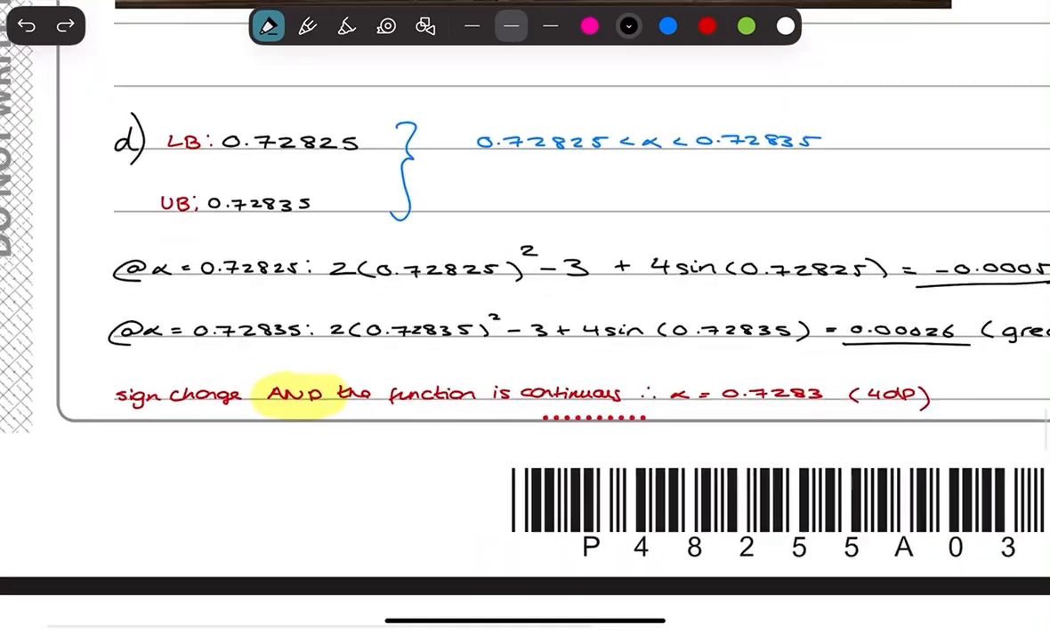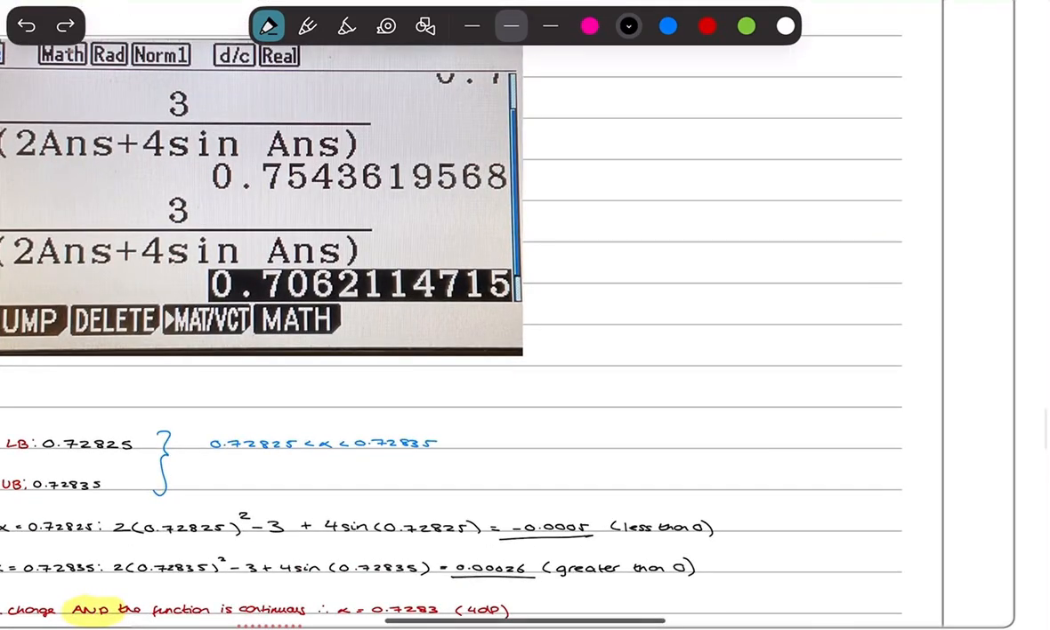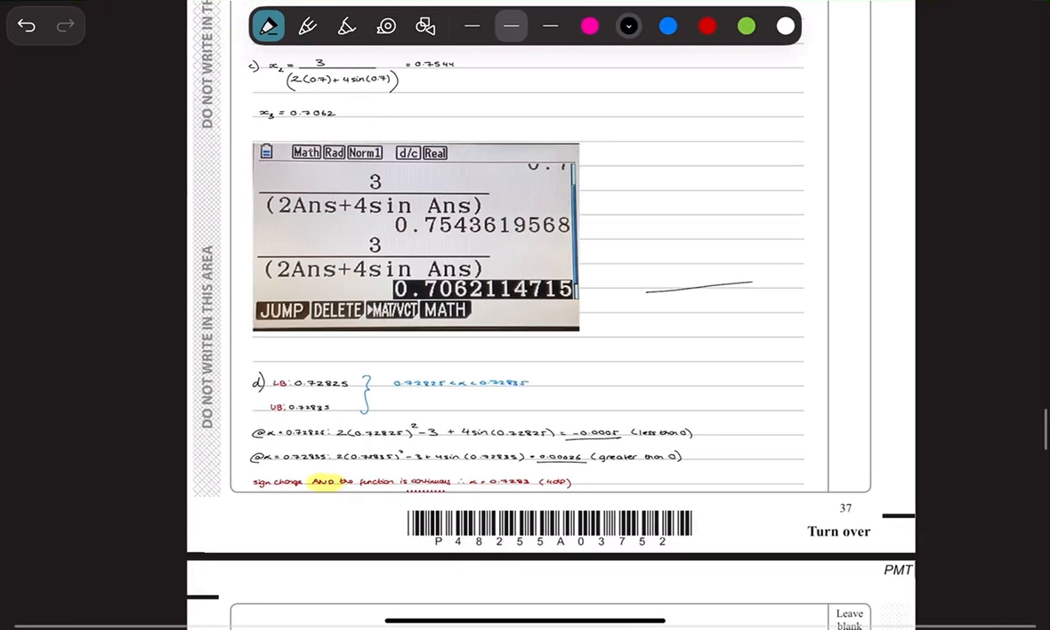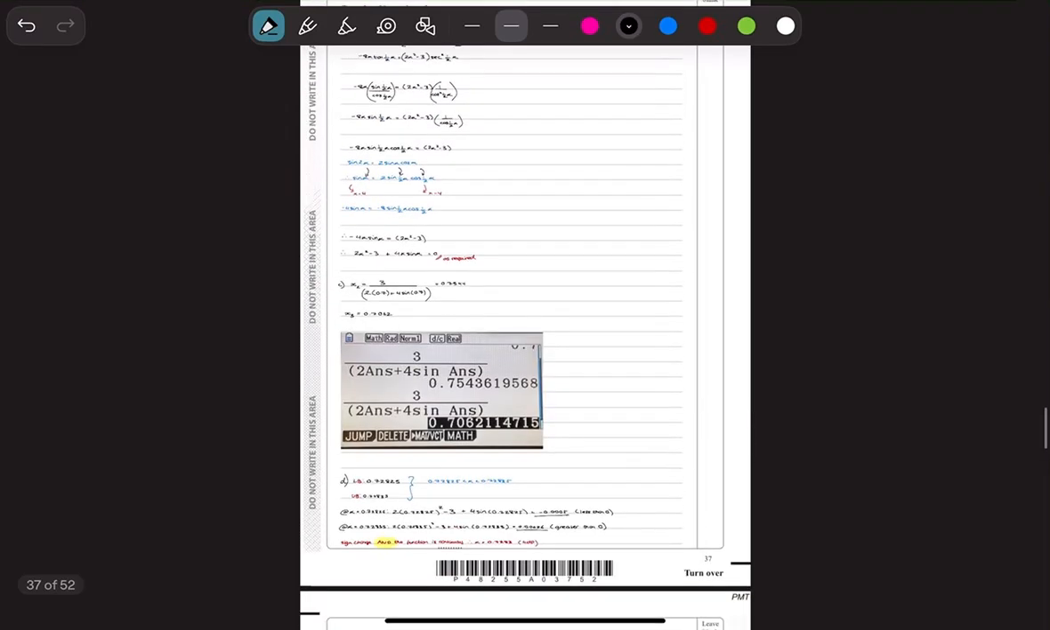So in your reasoning, you have to say there's a sign change, but not only this, you also have to say that the function is continuous. You would lose a mark if you don't say that. Continuous basically means that on the graph, say if I plot any random graph, the line just continues. It doesn't break up or have asymptotes or anything like that. So that's what continuous means. And that's everything. That's literally 2 marks right there.